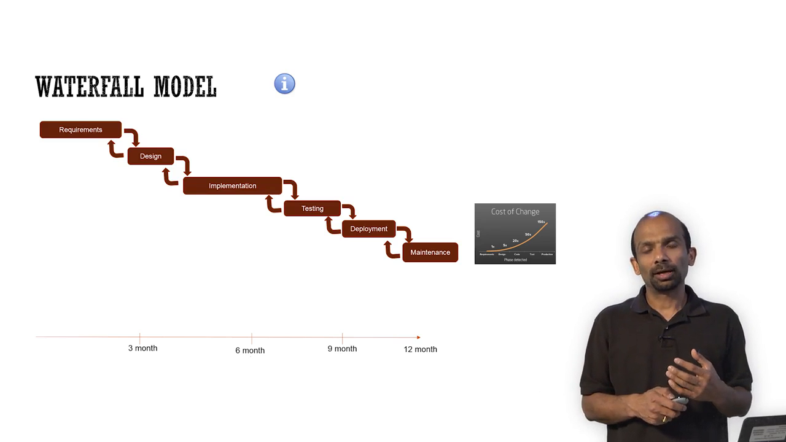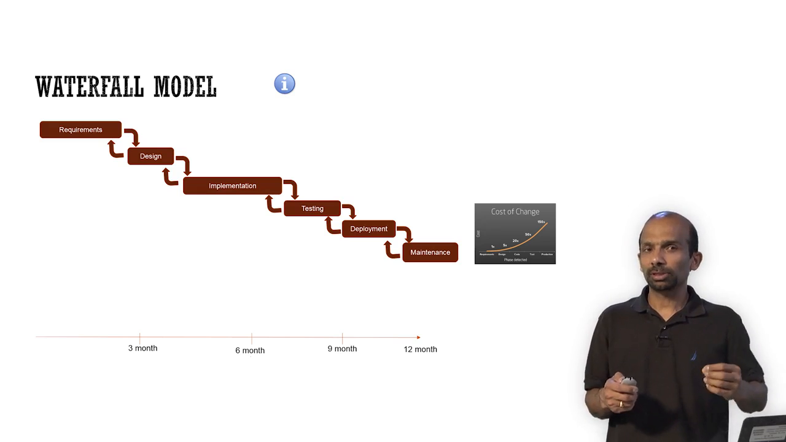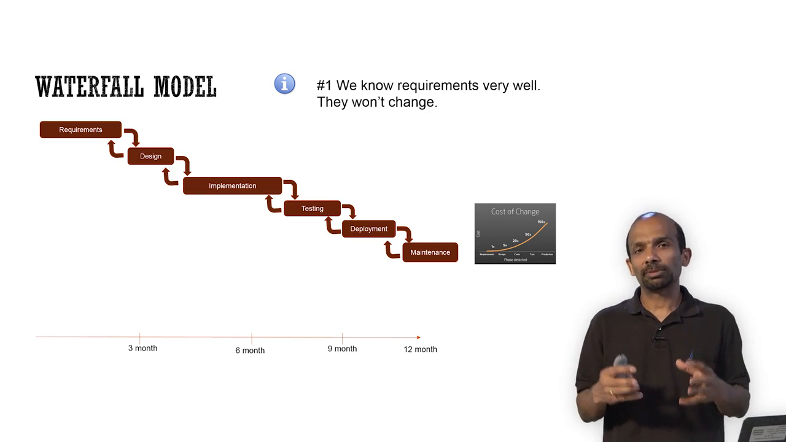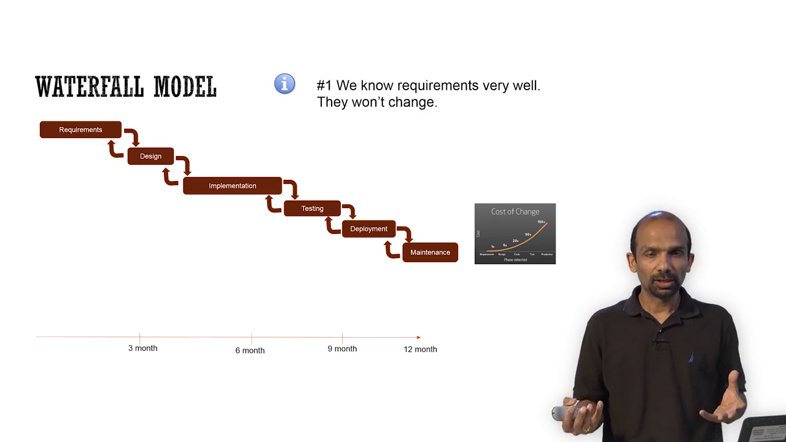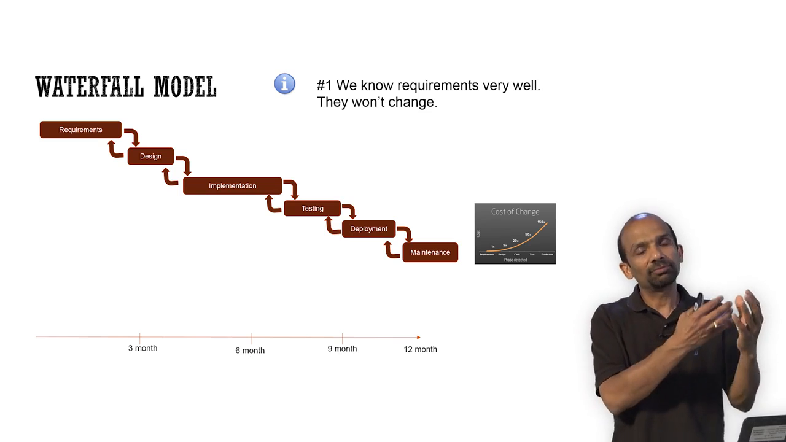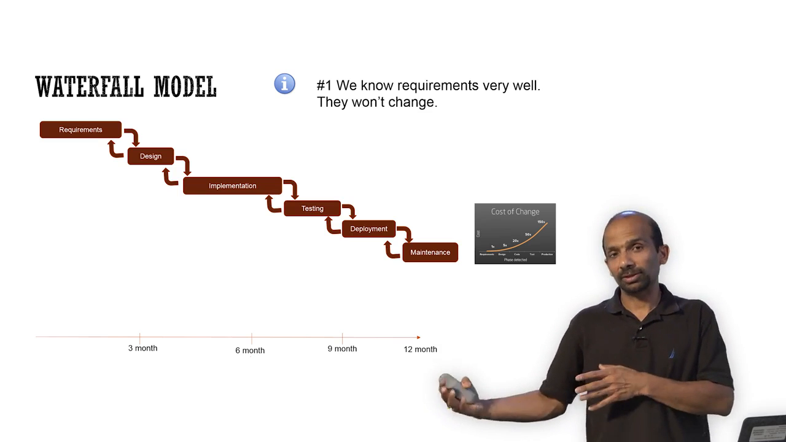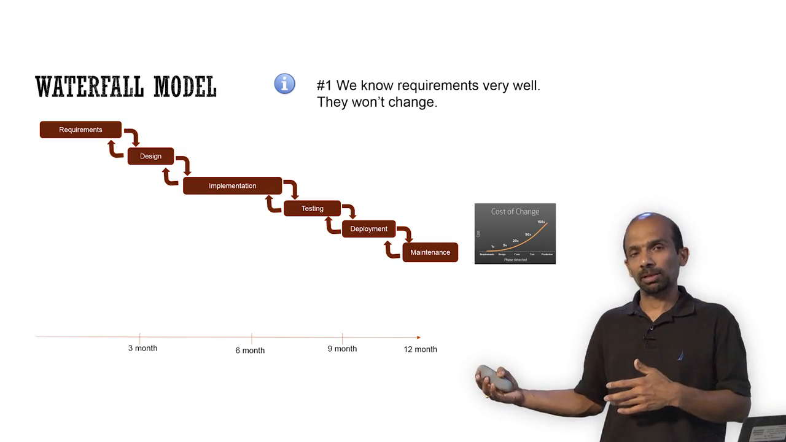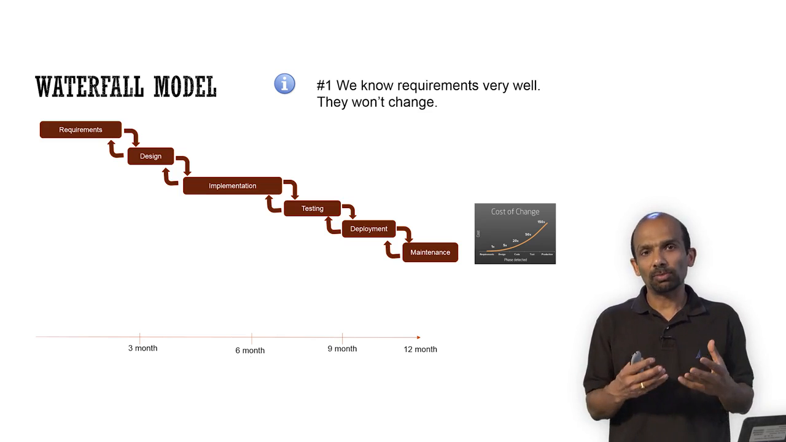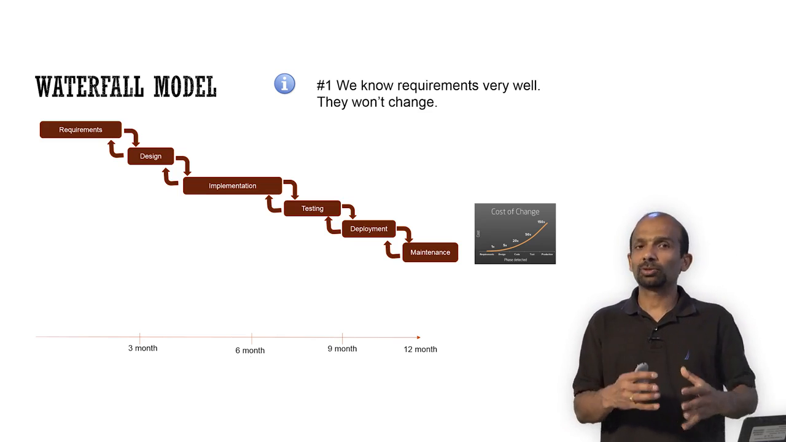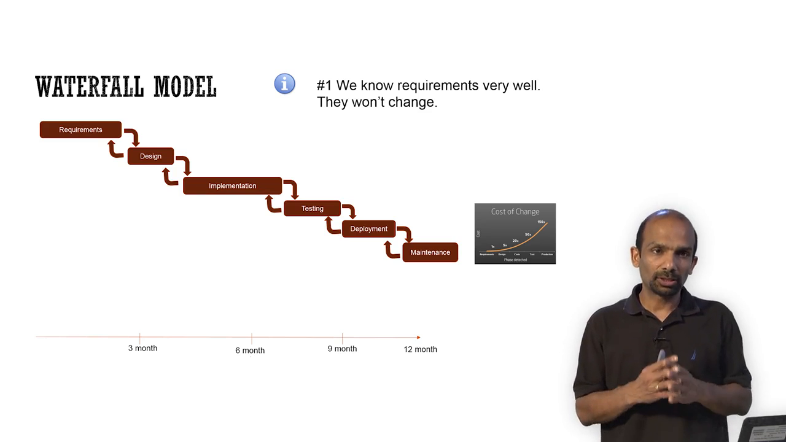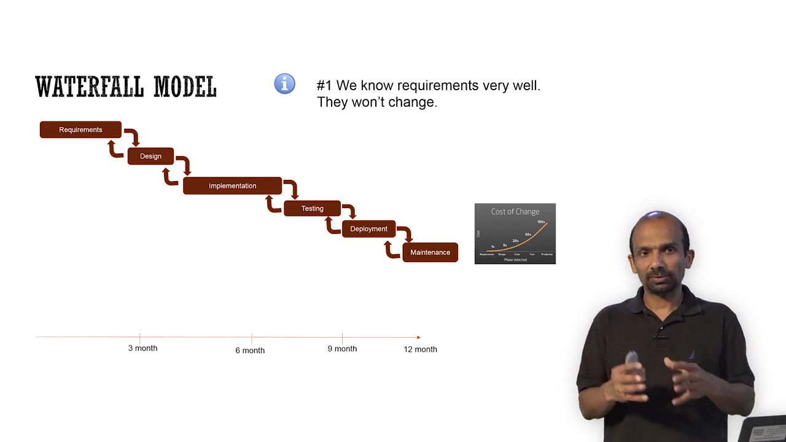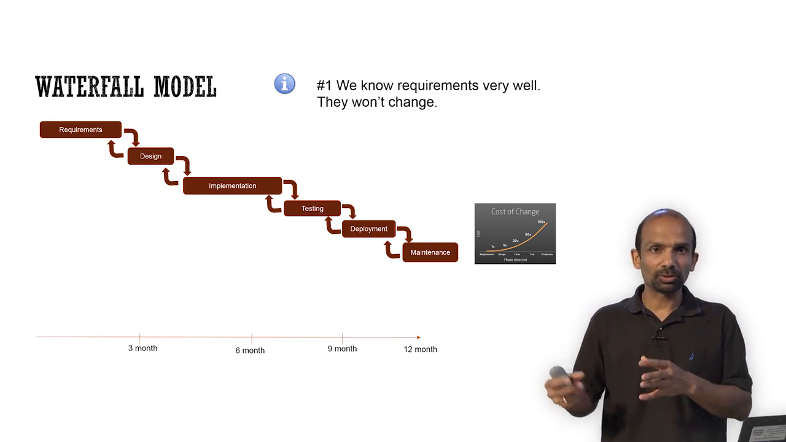One of the key assumptions behind this model is that we know the requirements very well and they won't change. We just talked about how costly it will be to go back and repeat our steps if the requirements change later in the phase. So for this model to be successful, we need to make sure that the requirements are solid because we want to make sure that all the other phases go smoothly.